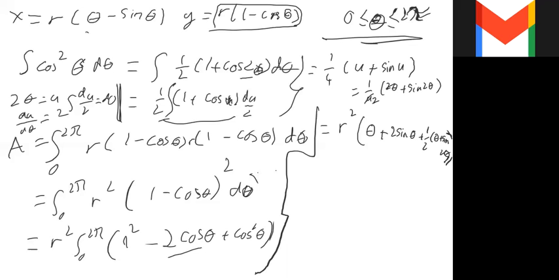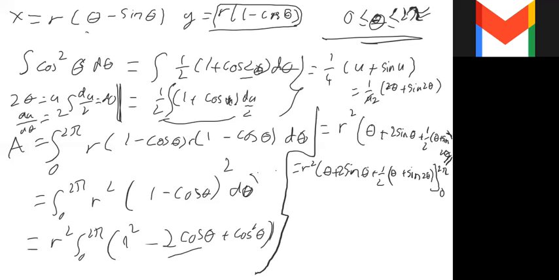Well, space there a bit. I hope you can still see it. Let me write again. So r squared times (theta minus 2 sine theta plus 1/2 theta plus sine 2 theta), and we evaluate this from 0 to 2 pi.